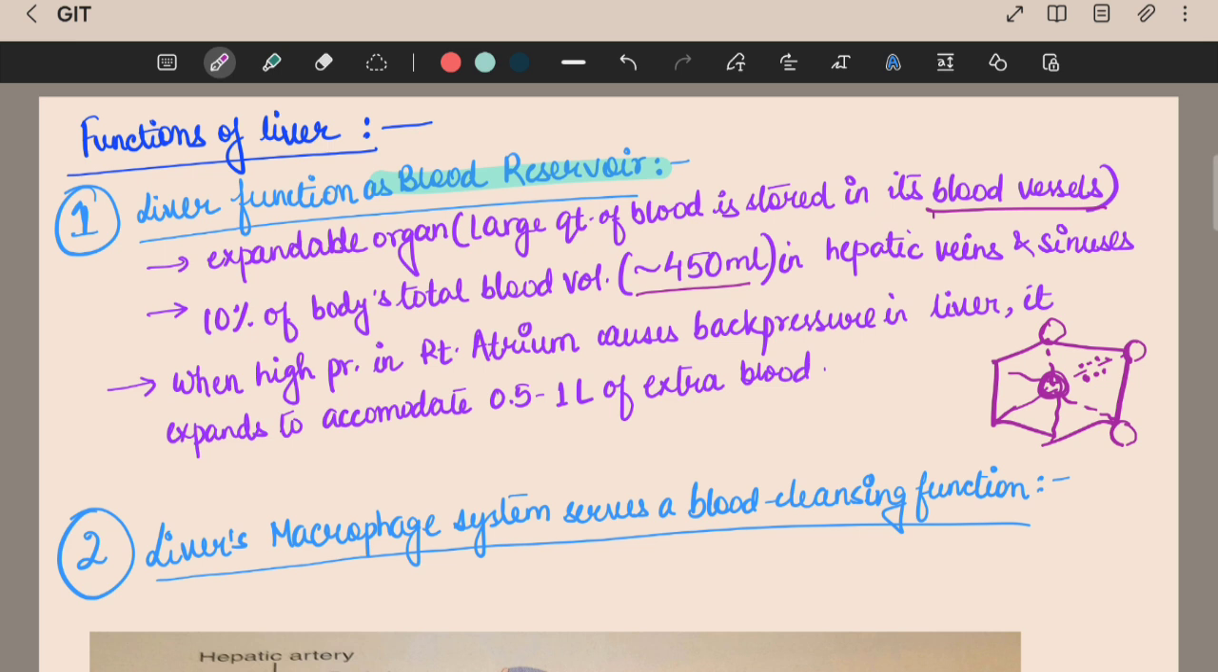If you have seen the diagram of the liver, you must be familiar with this. If this is the liver, then from here the inferior vena cava emerges. The inferior vena cava will join with the superior vena cava to form the vena cava trunk, and that will drain into the right atrium of the heart. So if high pressure occurs in the right atrium, then at that point blood will not go into the heart, so there will be back pressure that develops in the liver, and there it can accumulate approximately 0.5 to 1 liter of that extra blood. Okay, so this is important: it acts as a blood reservoir.